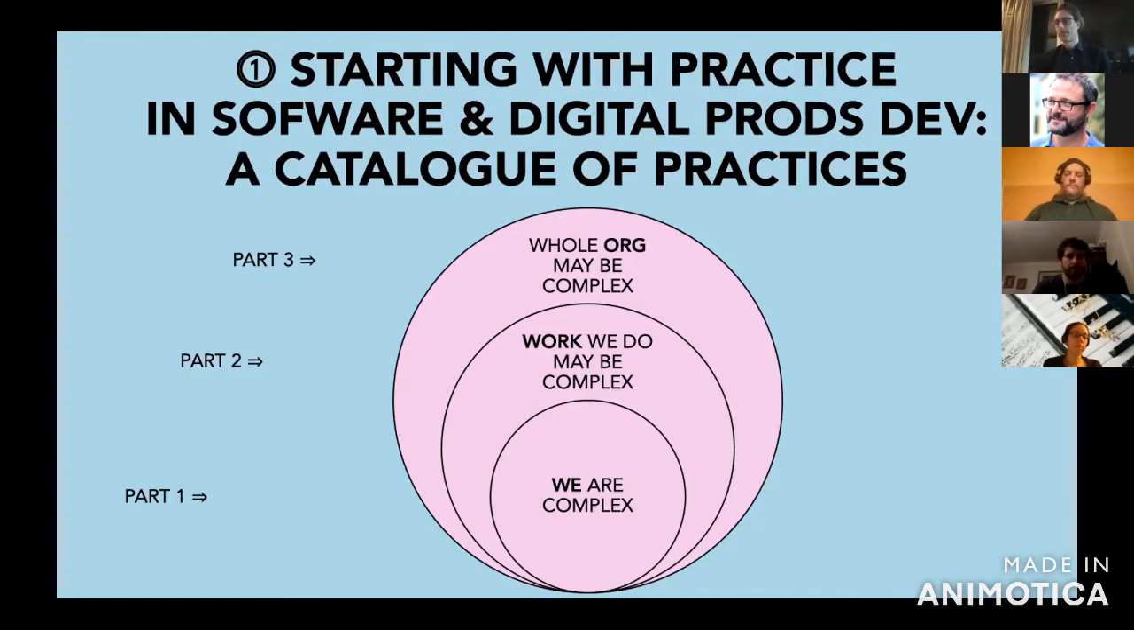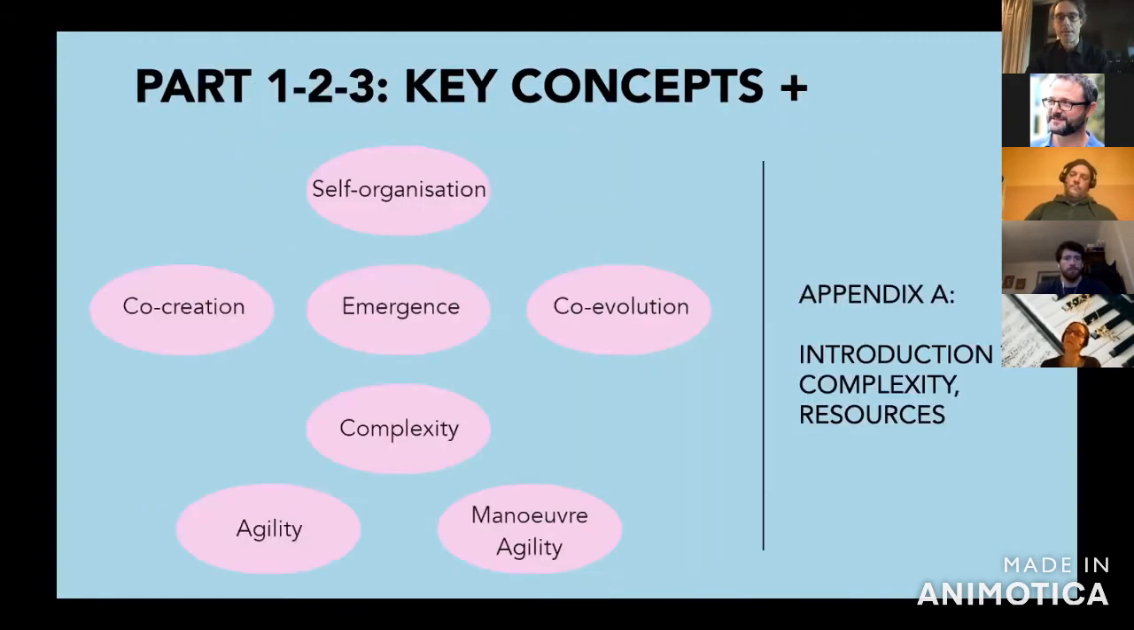So as a complexity practitioner, you can use this map in three ways. You can try to apply complexity theory in one of those three spaces and develop your own practical application, or you can search for practices in those spaces from other authors, or you can look in the catalog of the book and search for new practices.